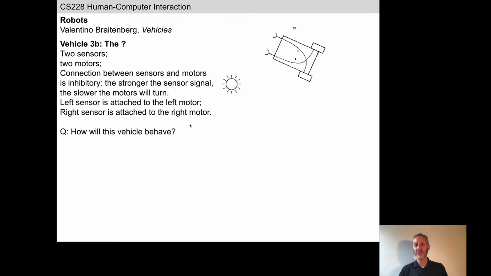Let's look at vehicle 3B. This one's a little trickier, actually. Still pretty simple. We have contralateral connections, crossed connections. But we have contralateral inhibitory connections in this case. If there is a light source to the front and left of this robot, what happens? In this case, does the robot turn left, turn right, speed up, slow down, go backwards, stay where it is?